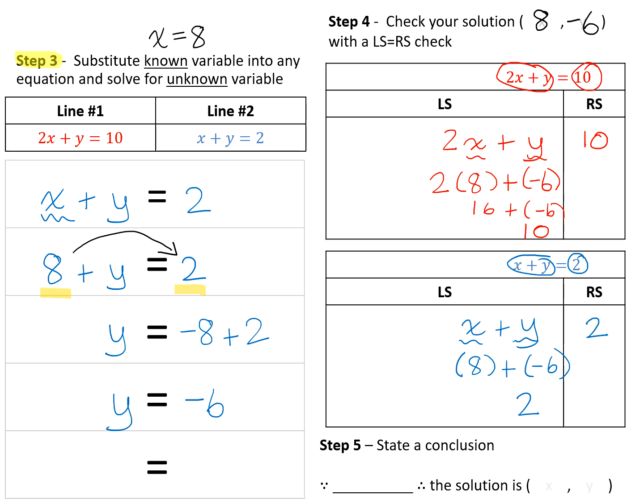So we can make a conclusion. Since left side equals right side for both of these two equations, therefore the solution, the point of intersection of these two lines is +8 and -6.